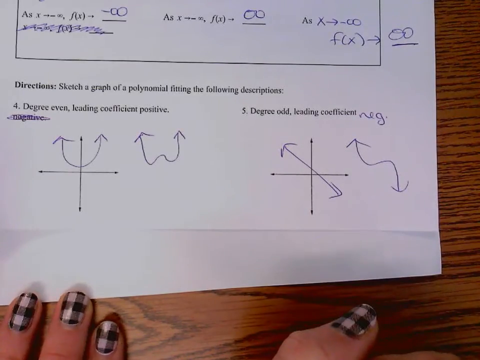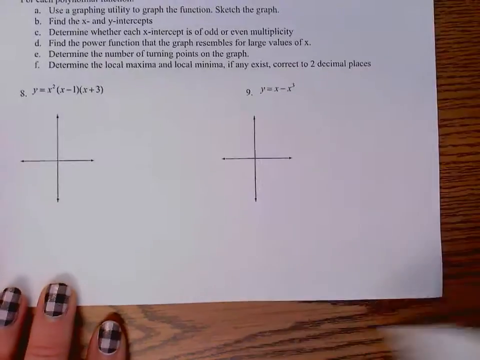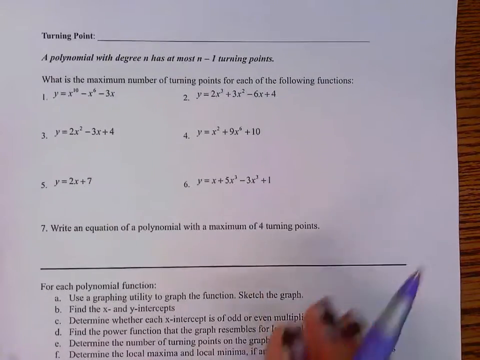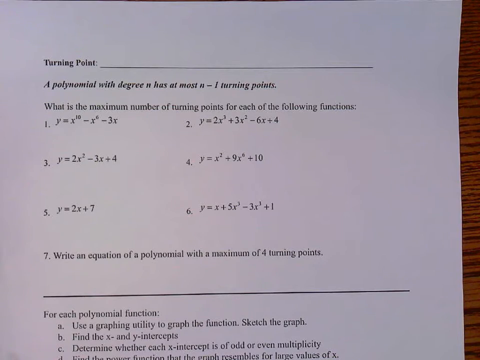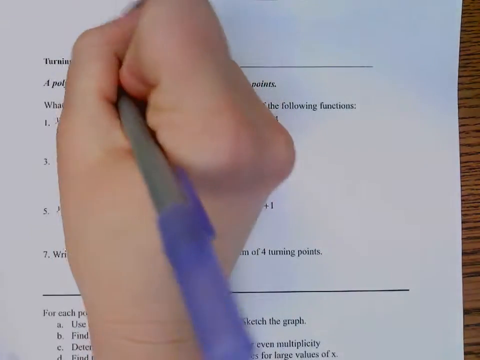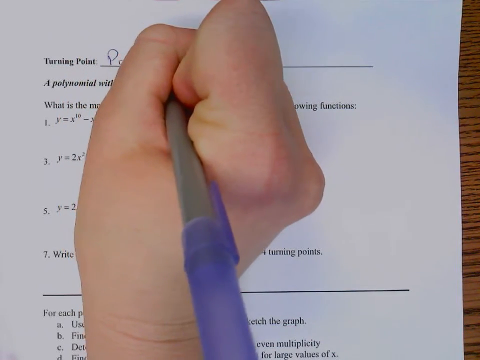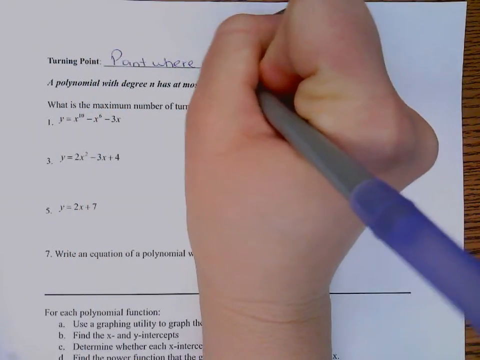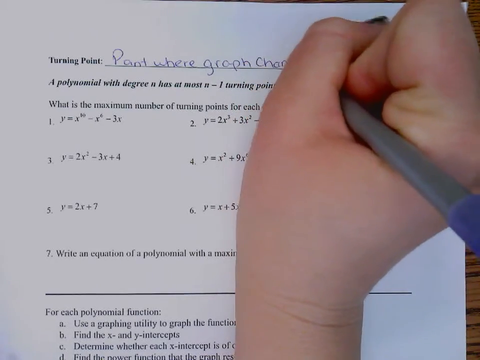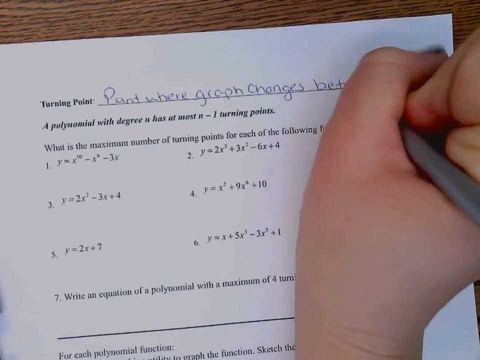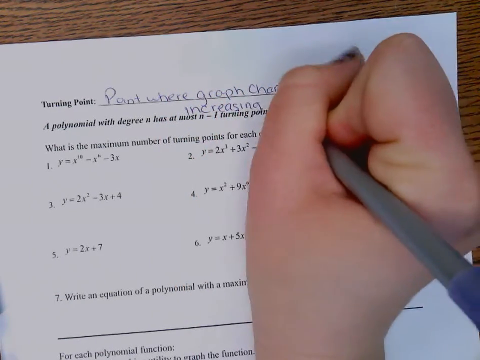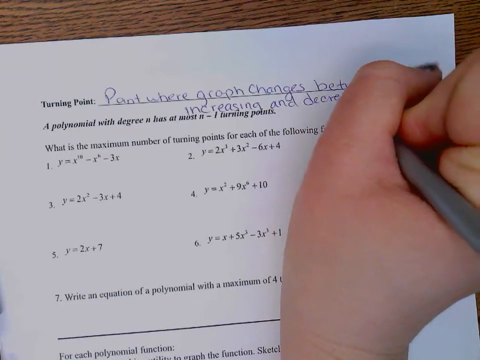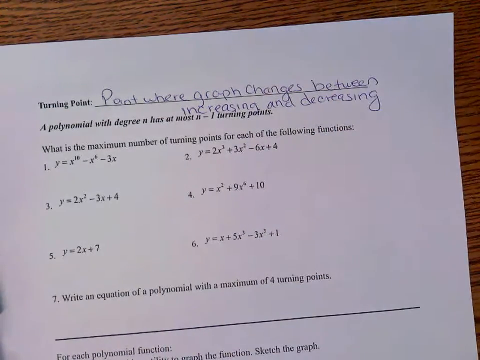All right. So then the next page was just another idea about polynomials that didn't really get touched on, but it talks about turning points. So the true definition of a turning point is a point where the graph changes between increasing and decreasing. So I'm going to give you 2 examples.